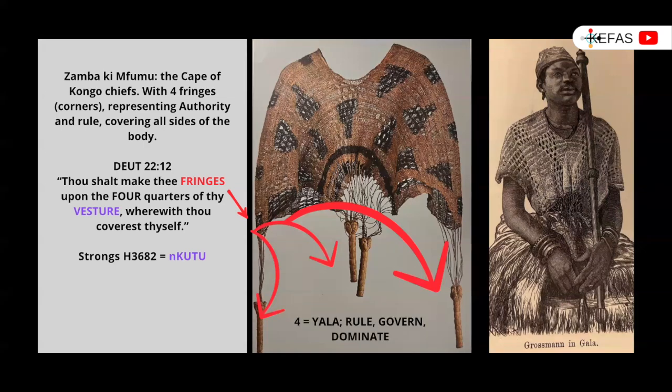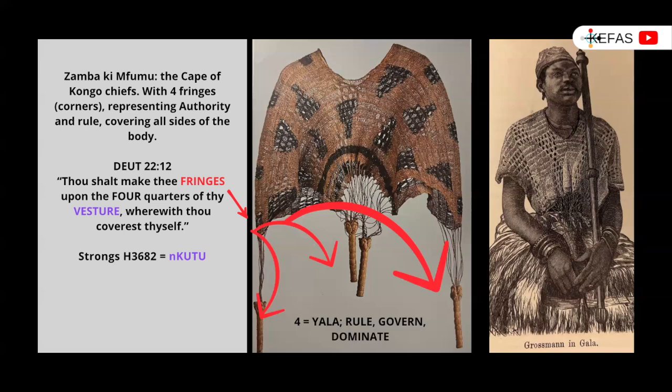We call it a mpu, as in mpungu. Yes. This vesture is called Nzamba Kimfumu. Yeah, Nzamba Kimfumu, which means the covering. Now, when you put a N before it, Nzamba, it can also denote a forest. Yes, a forest, Nzamba. But Nzamba Kimfumu here means the Cape of Congo Chiefs. Yes, the vesture of Congo Chiefs.